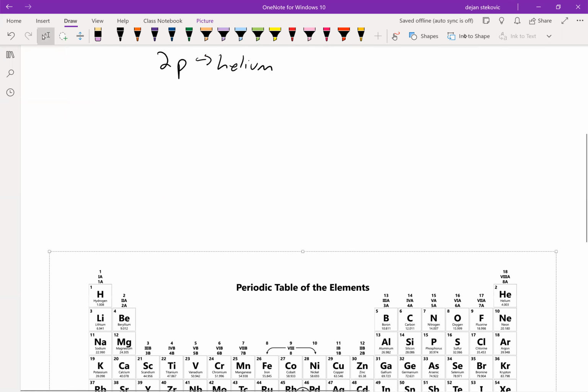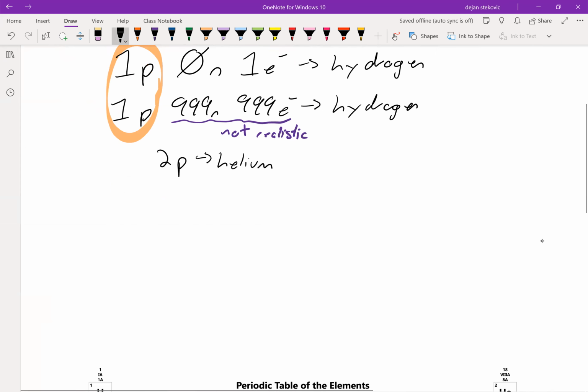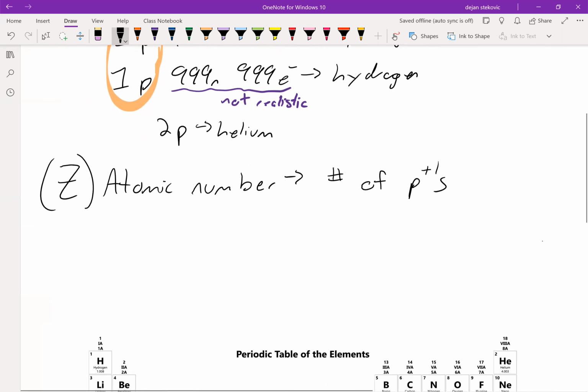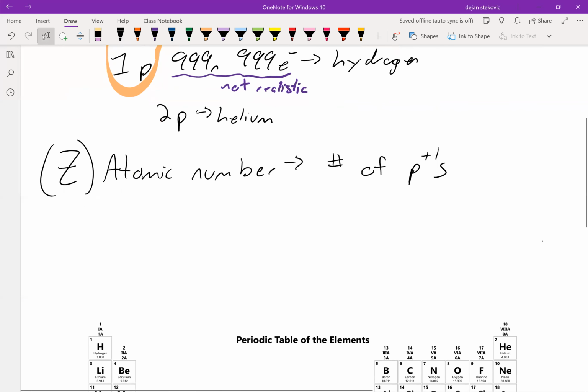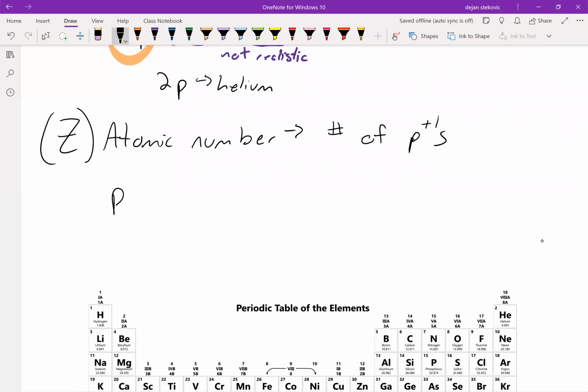Let's move this down for a second. And so we give that a special term. We call this Z. It's the symbol capital Z. It's called the atomic number. And it's just the number of protons you have in an atom. Number of protons. And so what we use to identify what an element is, or to look at elements, we use the periodic table.